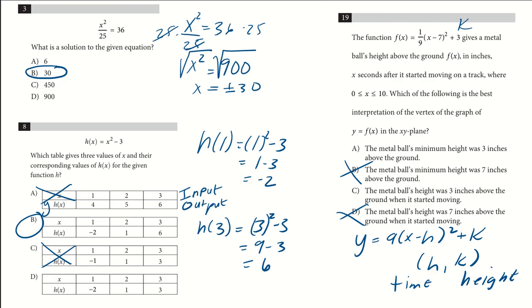Now, A and C. A says the metal ball's minimum height was 3 inches above the ground. C says the metal ball's height was 3 inches above the ground when it started moving. If you look also at vertex form, you'll see that k is also your starting value. That's your initial place where you started. And it also talks about f of x being x seconds after it started moving on a track. So 3 is actually where it started. It's going to be your y-intercept in this case. So my answer is A.